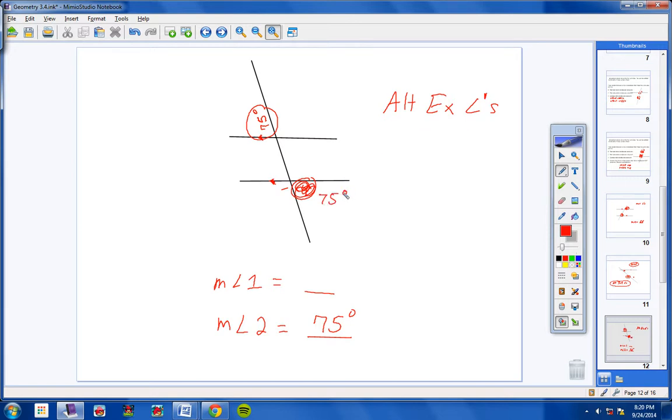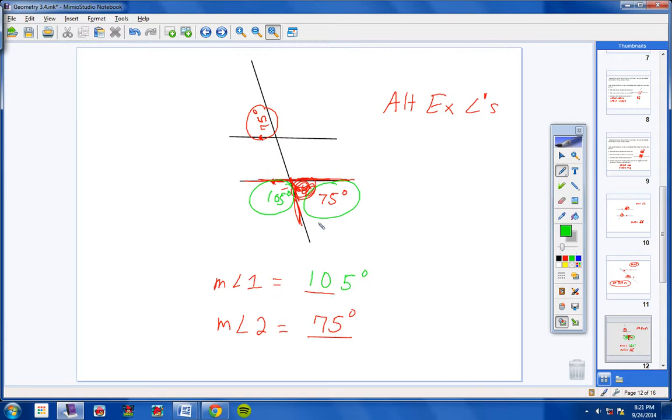Now, look at this, students, also. I have a straight line here with a line coming off of it. So this angle right here and this angle over here are a linear pair. Do you see that? We have a straight line with a line coming off of it, so we have a linear pair. Remember, linear pairs are always supplementary. So angle 1 is going to have to be 105 degrees, because 105 plus 75 is 180. These two angles have to add up to 180, so the measure of angle 1 will be 105.